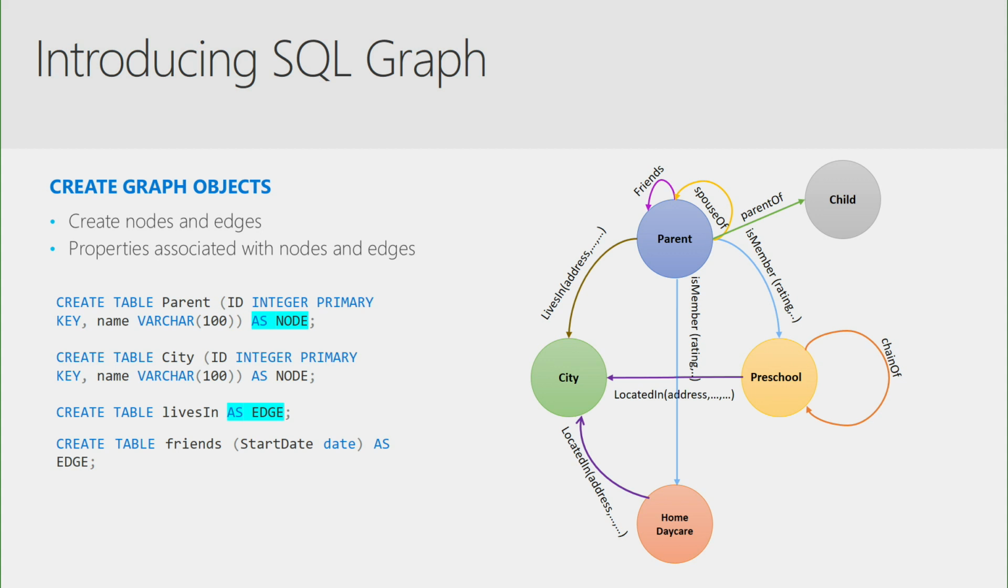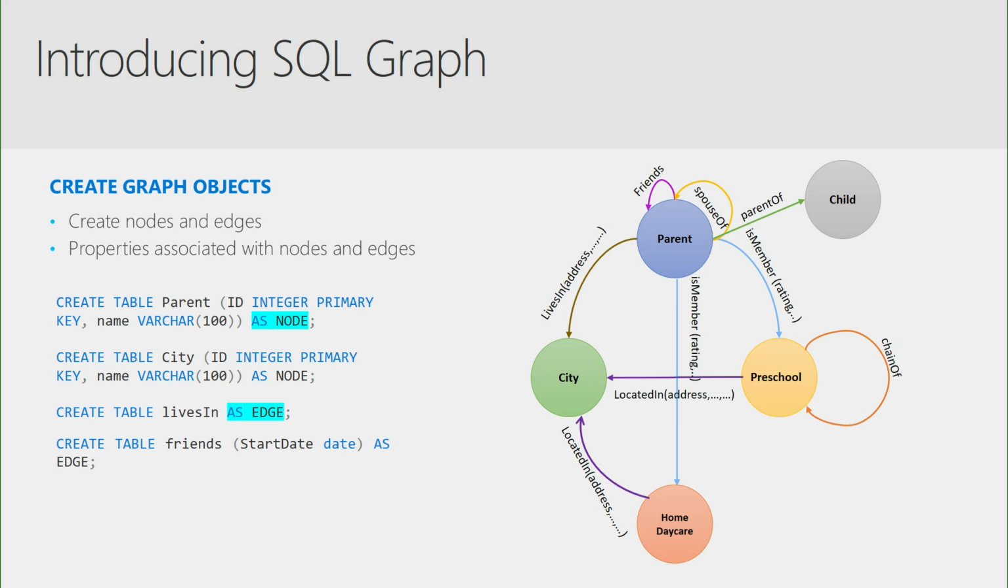You can see the new syntax for create table as a node. We are creating a parent node and a city node. And we are creating two edges, lives in and friends. So every time you create a node in a node table in SQL, there will be one implicit column, node ID, created for you, which will uniquely identify every node in the system.